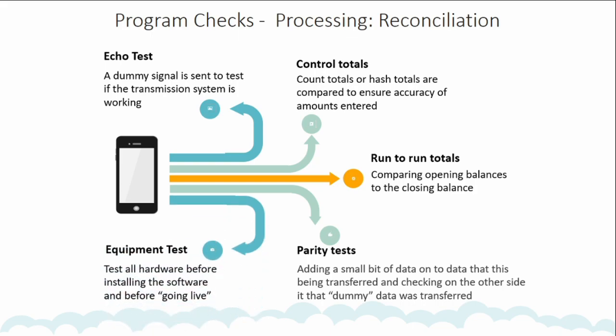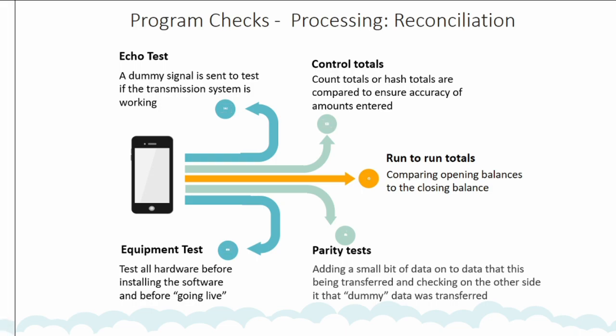Equipment test. Equipment test is where we test the hardware and the software that is used when we are operating the system. This is normally done before the system goes live, or before the system is used by the user. Now we're going to move on to output control.